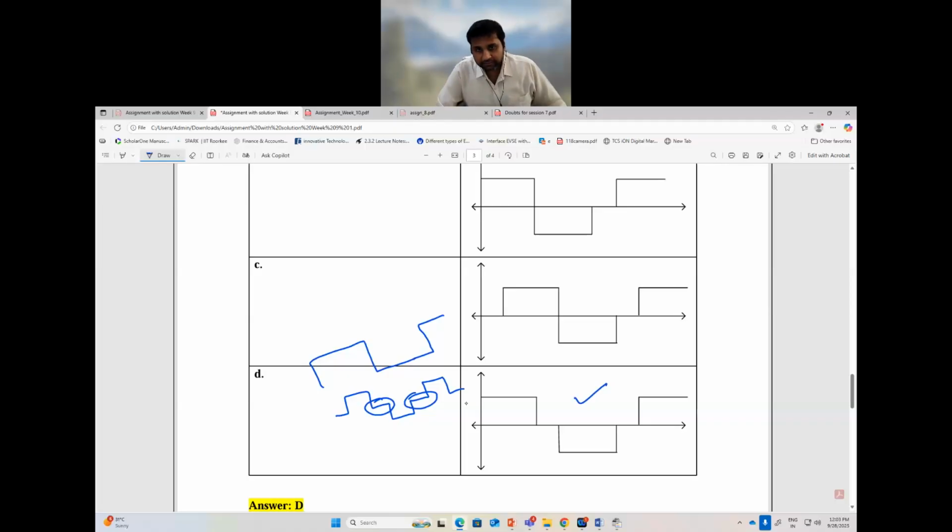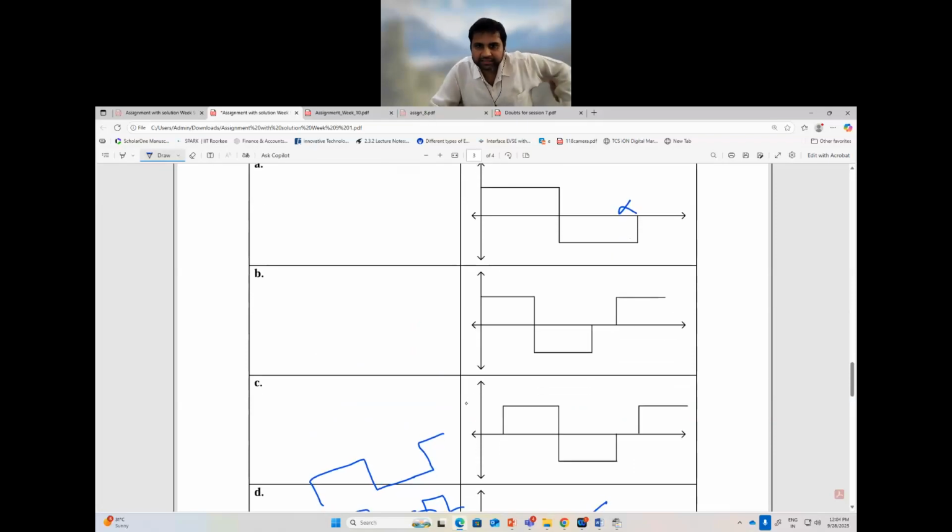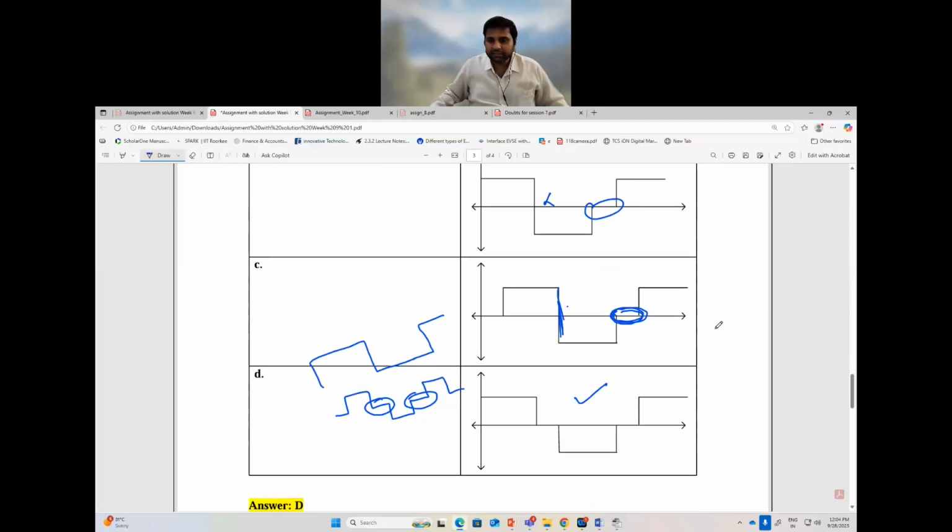You may ask questions that obviously this option is not correct. The B and C options are not correct because in one place you have not given the zero point. Only on one side has it occurred, on the other side it has not occurred. So that's why this D option is correct. Yes, Lokesh, you may go ahead.